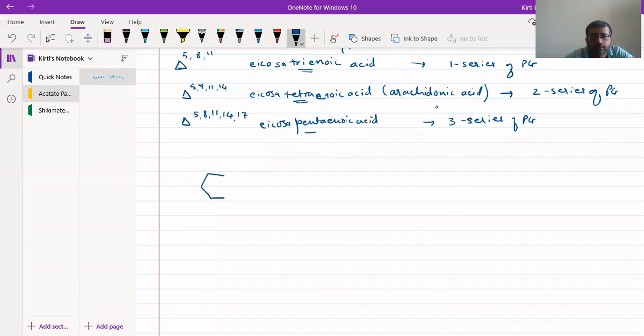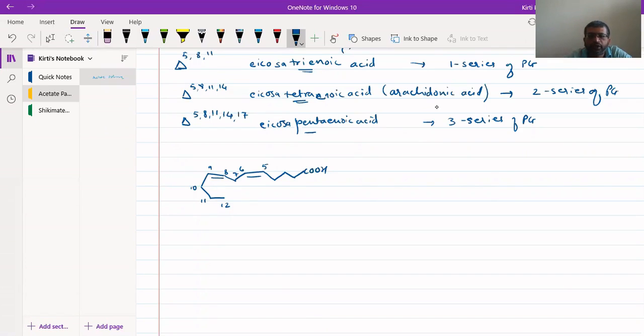So this will be our structure: 5, 6, 7, 8, 9, 10, 11, 12, and this is 4, 3, 2, 1. So we will have at position one a COOH group. Number of carbons यहाँ पे थोड़ा सा ध्यान में रखना है. 1, 2, 3, 4, 5. 5 पे एक cis double bond. 6, 7, 8. 8 पर एक और cis double bond.